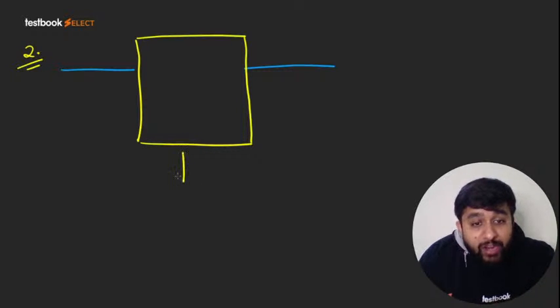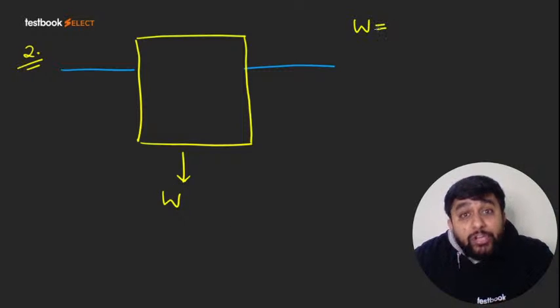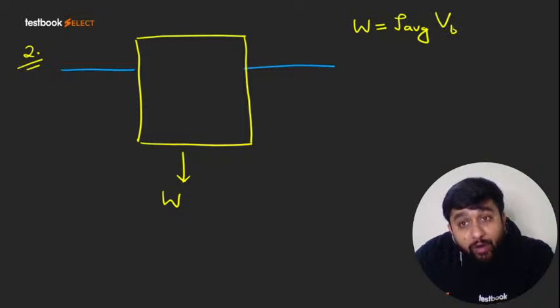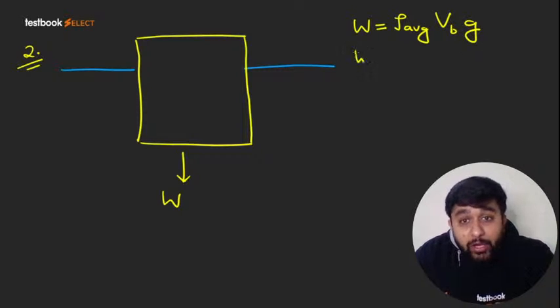But what are the forces acting on the body? Obviously, there will be the weight of the body, right? How do you write the weight of the body? You write it as the average density of the body into total volume of the body into acceleration due to gravity. And I think this will become 750.